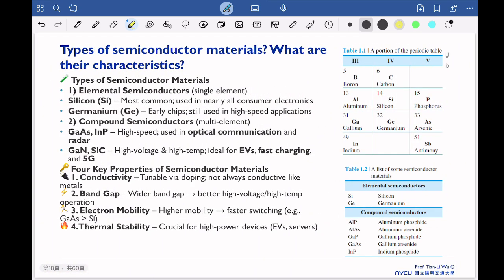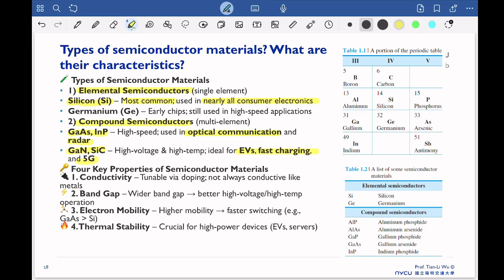So in this case, we can divide semiconductors into two different categories. One is what we call the element semiconductor, which is a material with only a single element. The other is the compound semiconductor, with multiple elements. We have already said silicon is the most common and most important one, used in nearly all consumer electronics. Then we have several compounds here. These two are used for optical communication and radar, and these two can be used for EV, fast charging, or 5G. So basically, we have lots of freedom to combine several different materials into one particular semiconductor material that fits our needs.